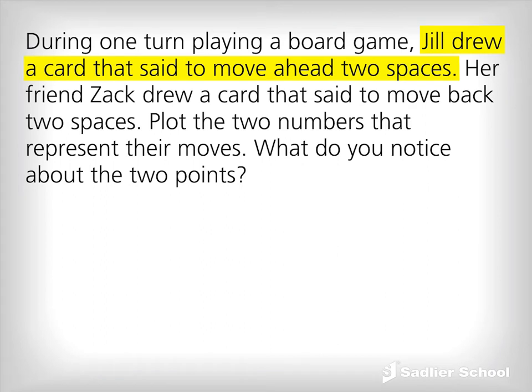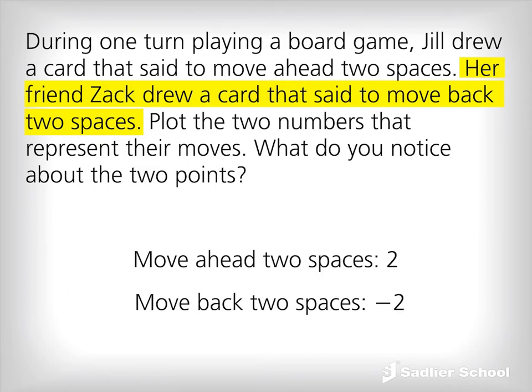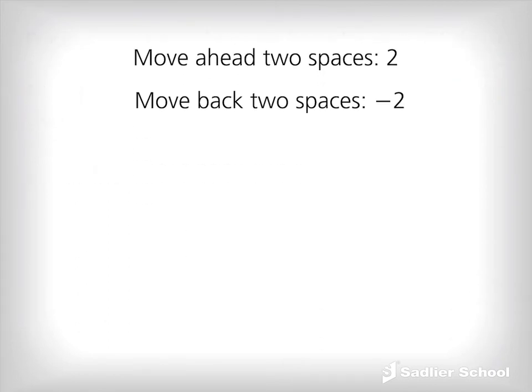Recall that positive numbers are used to represent movements forward. So the number 2 represents Jill's move ahead 2 spaces. Recall that negative numbers are used to represent movements backward. So the number -2 represents Zach's move back 2 spaces. Now, plot the numbers on a number line.